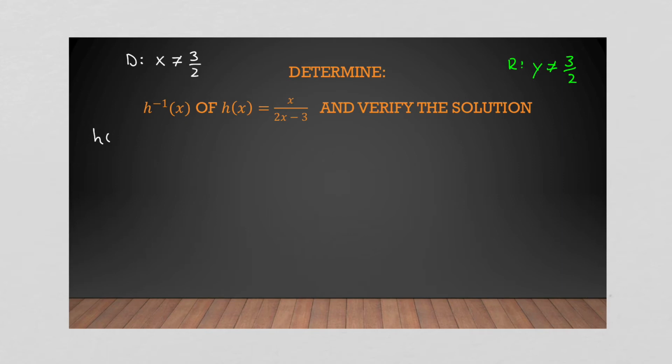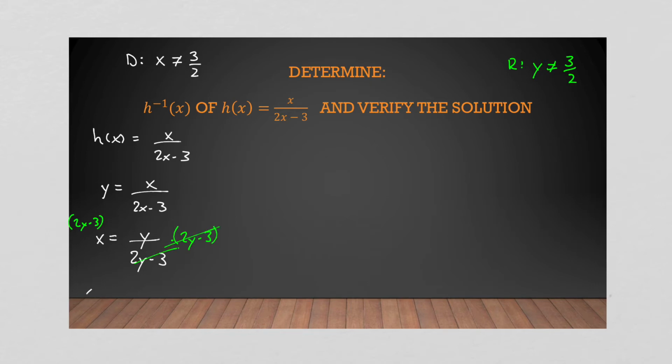So h of x is equal to x over 2x minus 3. So that means y is equal to x over 2x minus 3. Now I swap my x's and my y's. So x equals y over 2y minus 3. And now we have to do a little bit of algebra. So I'm going to multiply both sides by 2y minus 3, because that's going to cancel that one. And what that does is it gets my y's out of the denominator. So now I have x times 2y minus 3 equals y.